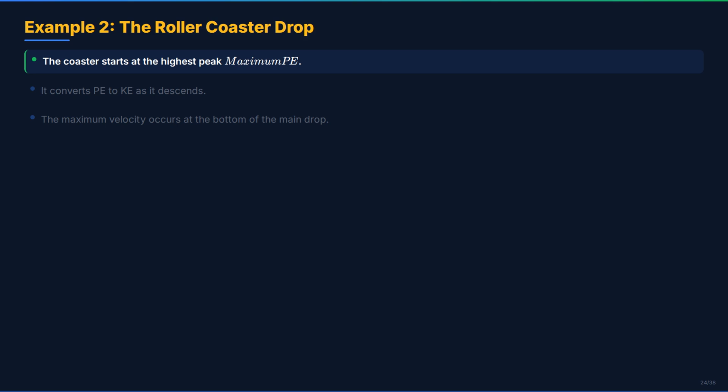When the coaster reaches the lowest point of the main drop, the valley, it has traveled the greatest vertical distance, but it has also achieved its maximum speed. This speed is the point where almost all the initial potential energy has been converted into kinetic energy. This example is powerful because it shows that while the total energy remains constant, ignoring friction, the form of the energy changes dramatically as the coaster car moves.